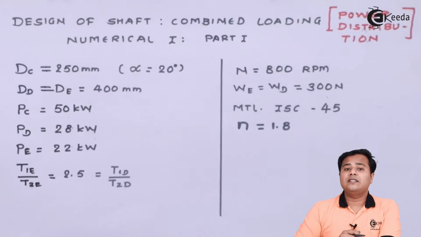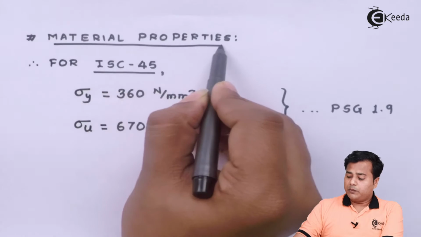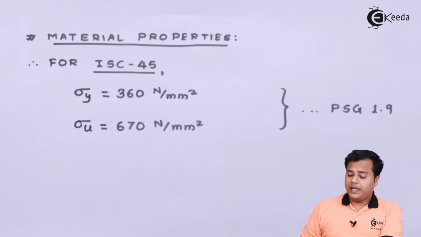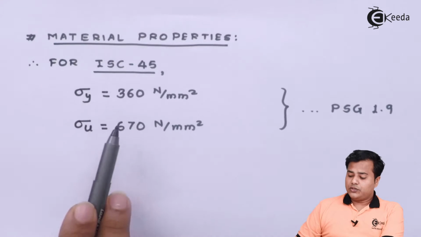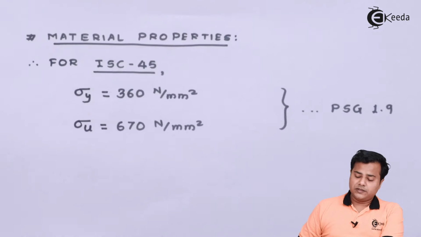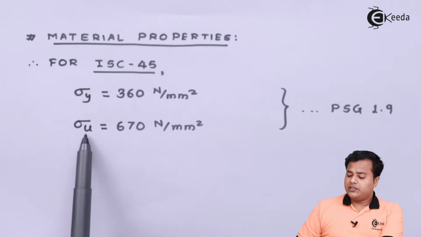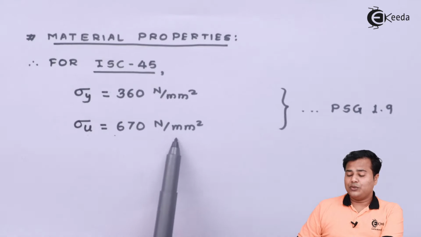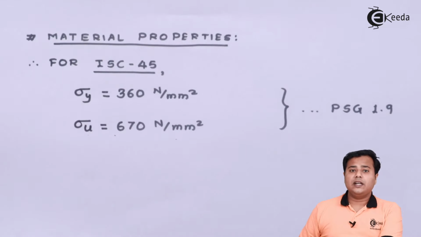Of course, we have to design its diameter. So at the very first section, let's go for the material properties. To select the material properties, since they are not mentioned properly, we have to refer to the given material. It's a carbon steel of grade 45. So from PSG 1.9, we can figure out the material properties. The yield strength is 360 Newton per millimeter square, and the ultimate stress is 670 Newton per millimeter square. So with these values, we have to design the rest of the part.